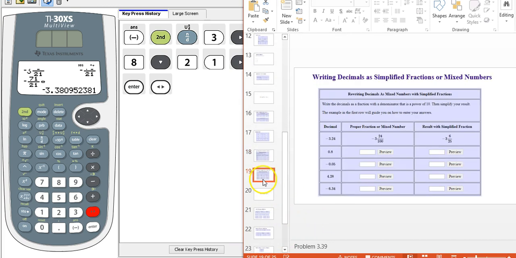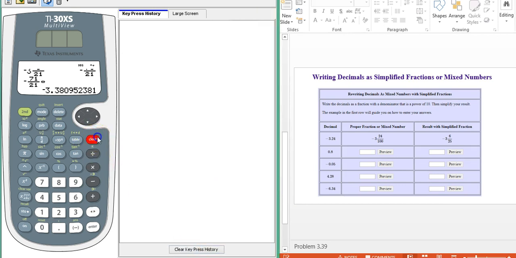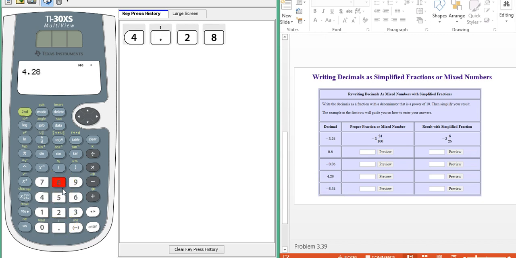Let's see, we have one more to look at. Here, let's clear this. Now we're going to have decimals, and we want to write them as simplified fractions or simplified mixed numbers. Now in this first column in the homework, the calculator actually won't give you this answer because it always simplifies the fractional part, but we can get the final answer. So let's look at 4.28. That's in decimal form. I want mixed number form.